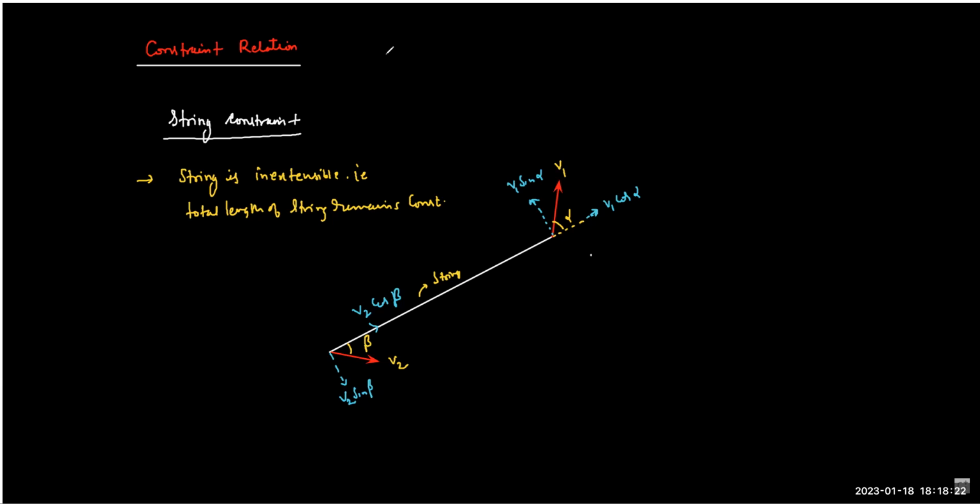So in time dt, how much will v1 cos alpha stretch? The answer is v1 cos alpha dt, right? In the same time, how much will v2 cos beta shrink? So v1 cos alpha in time dt will stretch by this amount, and v2 cos beta will shrink by this amount. To keep the length of the string constant, the increment of the length and the decrement of the length should be equal to each other, isn't it?